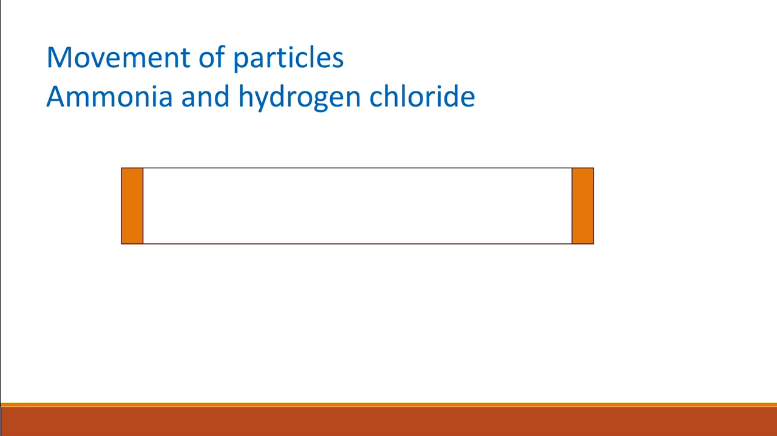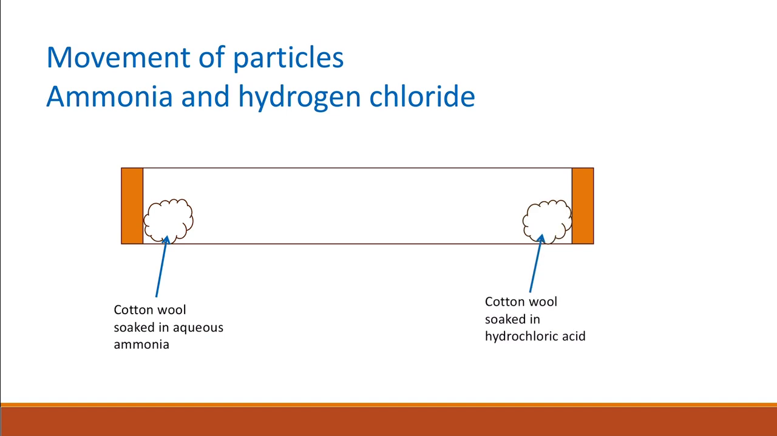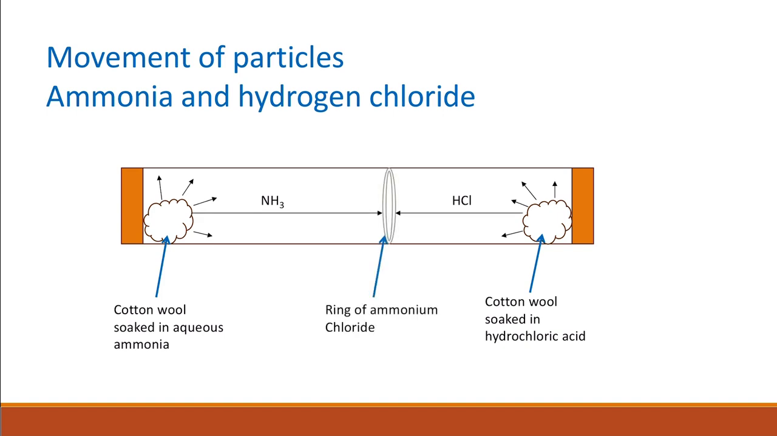So if you have a tube which is closed at both ends, and you put a cotton wool soaked in aqueous ammonia on one side, and a cotton wool soaked in hydrochloric acid on the other side, the ammonia will start to diffuse through air from the cotton wool on one side, and the hydrogen chloride from the other side, which is a gas as well, will start to diffuse through air. These two will diffuse, and when they meet, they will react together to form a ring of ammonium chloride, which is a solid.